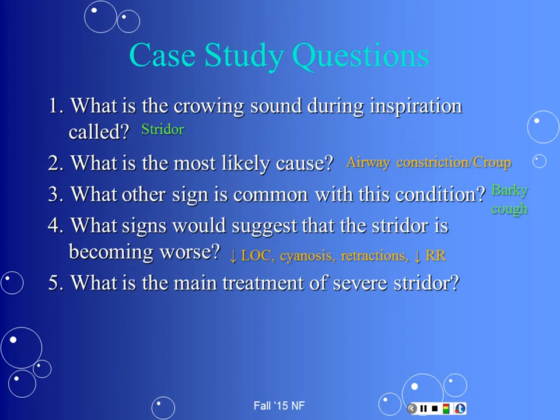Main treatment of severe stridor. I really don't give this any other time, but with stridor. Do you remember what it was? It's not albuterol. It's racemic epinephrine, R-A-C-E-M-I-C. Epinephrine. It's a nebulized sympathomimetic.